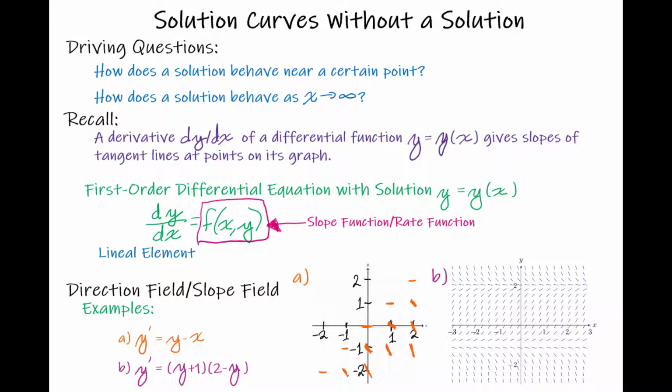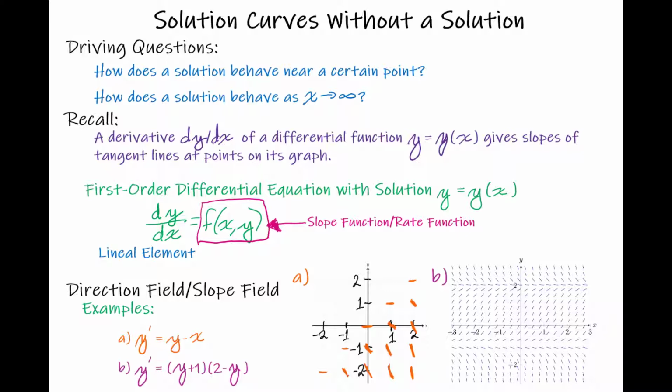And I also get a slope of -3 when x is 1 and y is -2. And then finally, to finish out this quadrant, I get x is 2, y is -2, so I get -2 minus 2 for a slope of -4. And that shows me kind of the shape of solution curves for that part.